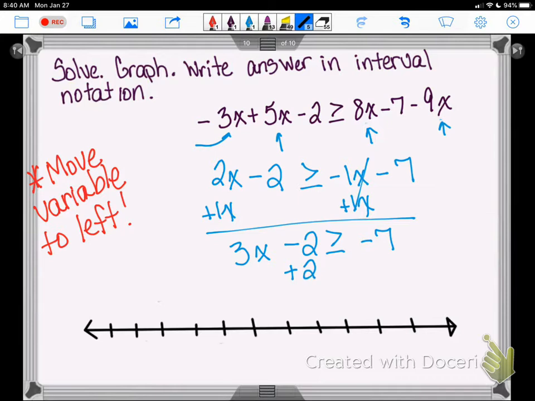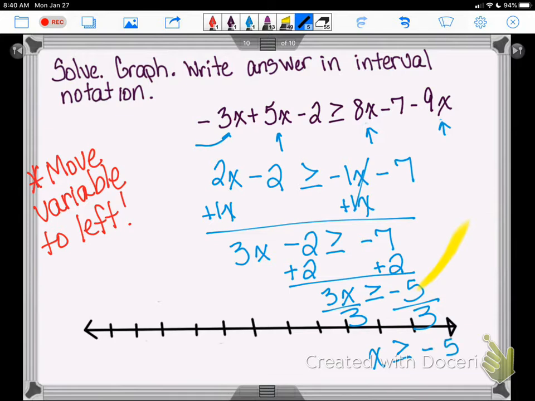Now I'm going to isolate my x by adding 2 to both sides. So I get 3x is greater than or equal to negative 5. I'm dividing both sides by 3, but this number is negative. Do I reverse the sign? No. I'm seeing people shake their heads no. I only reverse it if the bottom number, what I'm doing to both sides, is negative. I only do it then. So this stays x is greater than or equal to negative 5/3.